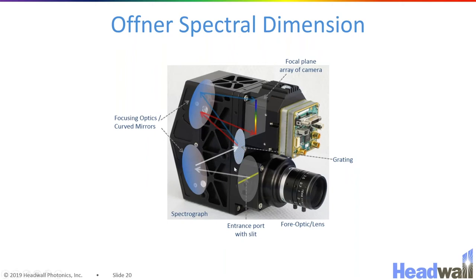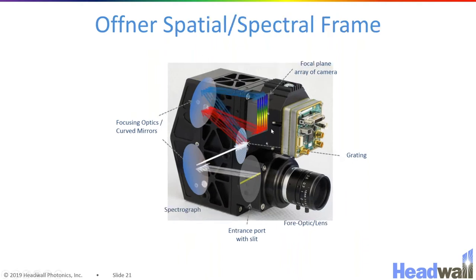However, we don't just have three mirrors. This convex mirror right here is actually a diffraction grating, which will disperse the light, or make the blue light travel to one end of the focal plane and the red light travel to the other end of the focal plane, and spread out all of the frequencies of light to different locations on the focal plane. And in this way, we'll fill up the entire focal plane in one dimension with spatial information and in the other dimension with spectral information.